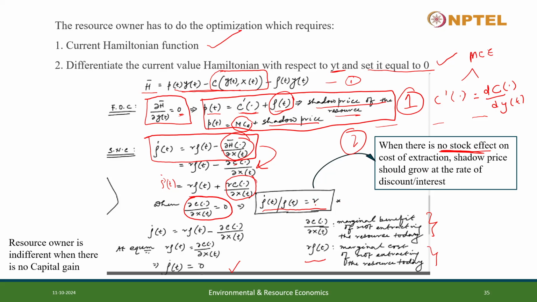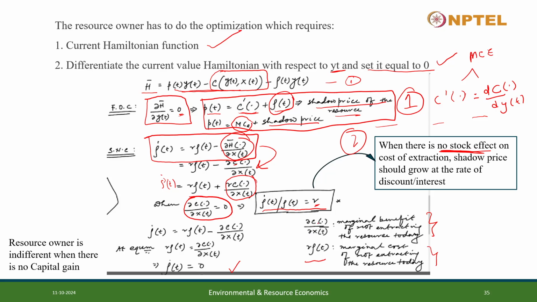This r is my discount rate, right? So even though there is no stock effect on the non-renewable resources, the shadow price of non-renewable resources has to grow at the rate of interest or the discount rate. So this is the second conclusion.